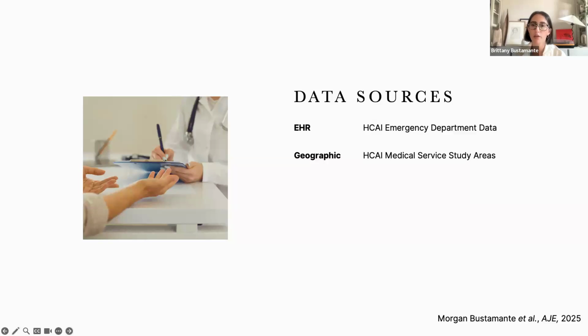I also used HCAI's medical service study areas data, also known as MSSAs. MSSAs are geographic units that incorporate total population, socioeconomic, and demographic data provided by the census, and it combines that with healthcare service and availability. It's basically meant to represent geographies where any individual living within that geography is likely to seek healthcare. These geographies comprise one or more complete census tracts, and they don't cross county lines. So using this data, I basically rebuilt the MSSAs in the agent-based model so that each geography had the correct number of emergency departments and primary care physicians.